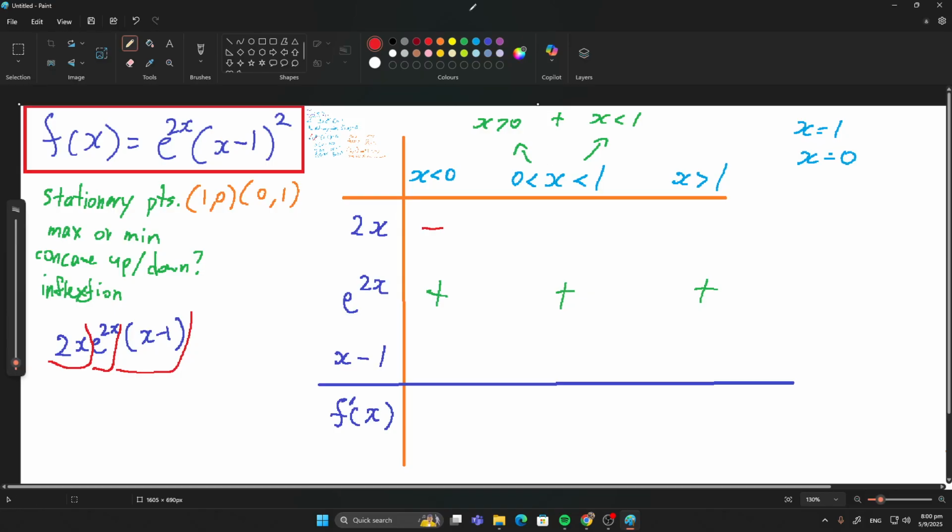Then as long as x is more than 0, 2x is a positive overall, and then you know that this is also a plus. X minus 1: anything less than 0, minus 1 will always be a negative. So just boom, negative. How about x in between 0 and 1, minus 1? Well, even if x equals 0.99, 0.99 minus 1 is what? Negative 0.01. So in this case, it's still a negative.